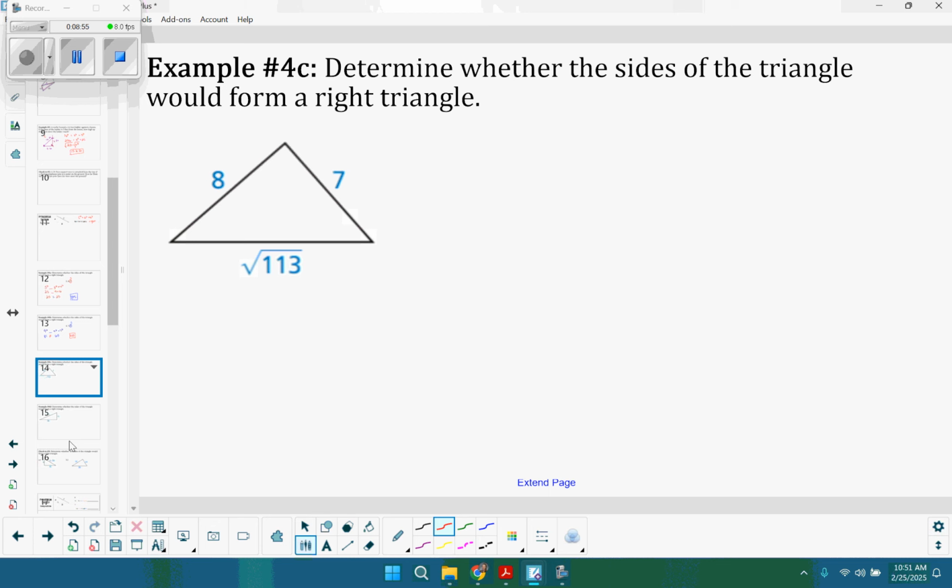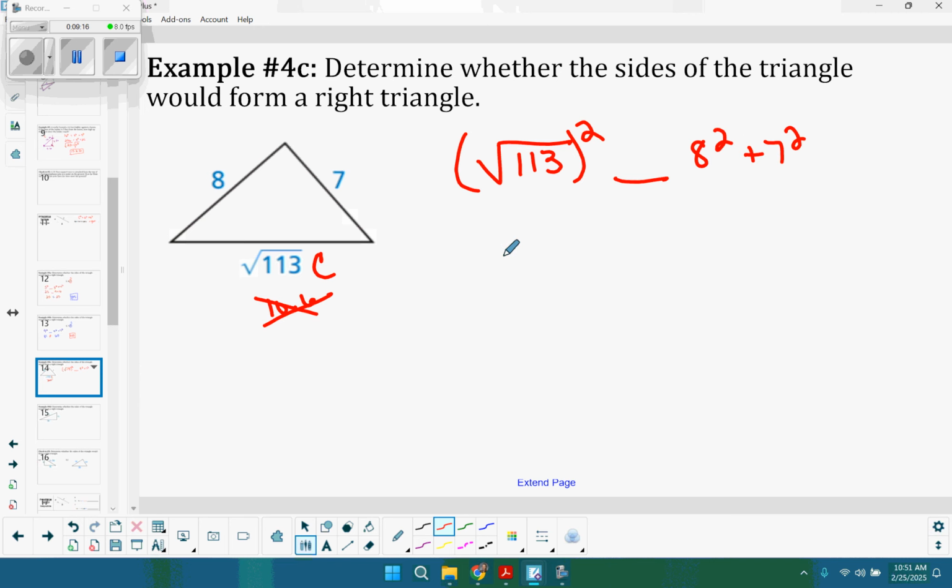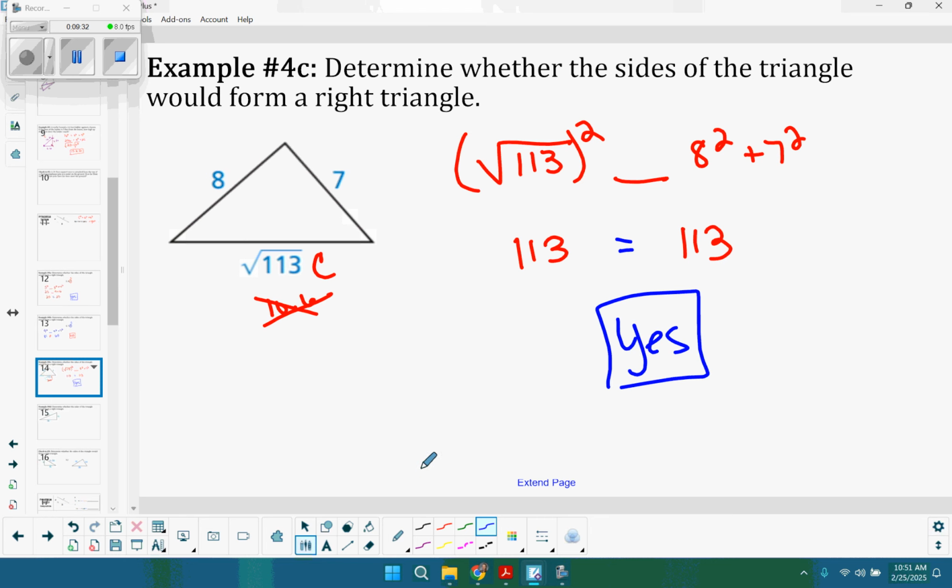Example 4c. If I want to know which side is C, I should take the square root of 113, and this is about 10.6. So this is the biggest side. I'm not going to use the 10.6. I just used it to figure out that that is my C side. So that's going to be the square root of 113 squared is something to the other two sides, 8 squared plus 7 squared. Just like I told you before, when you have the square root of something being squared, those cancel. So this is just 113. And on the other side, we have 8 squared plus 7 squared, which is 113. So those are equal. That would be yes, it is a right triangle.